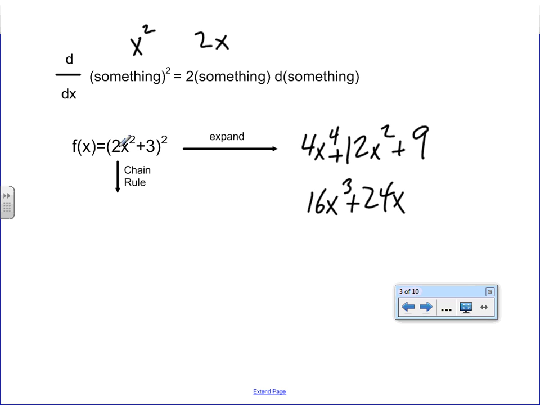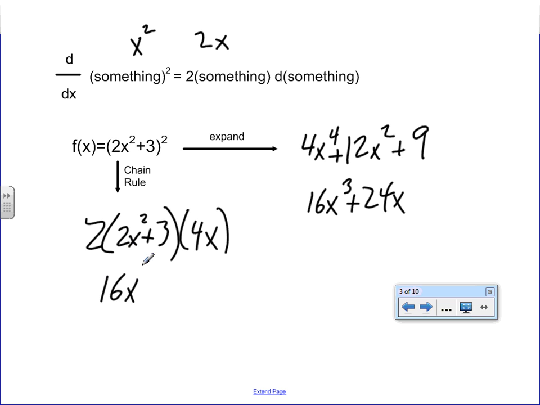The chain rule method works like this. The derivative of something squared, this is my something, is 2 something d something. The derivative of 2x squared plus 3 is 4x. Expand all that out, so it's 8x times all that. 8x times 2x squared is 16x cubed, and 8x times 3 is 24x. Behold, same thing, and I didn't have to do the intermediate step. So 2 something d something is a general, sort of odd way to go about it.